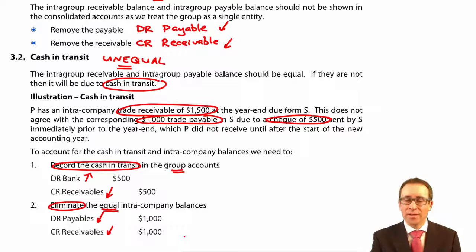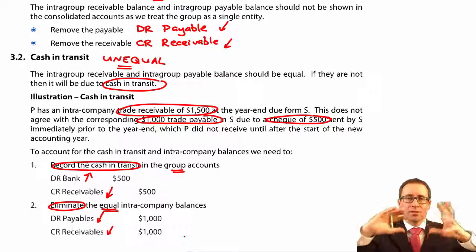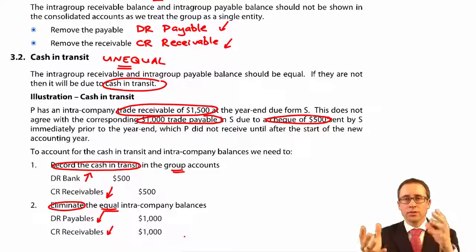Maybe in the odd occasion they do. A check of 500 that was sent by S immediately prior to the year end, which P did not receive until after the start of the new accounting year. So S had recorded the payment, but P hadn't received it. So you've got this cash balance that's floating around within the postal system.